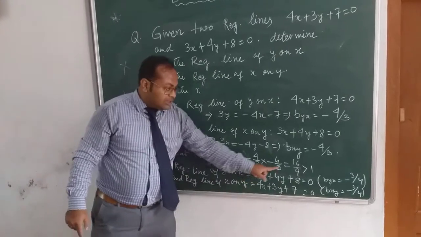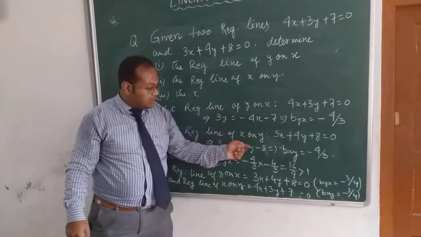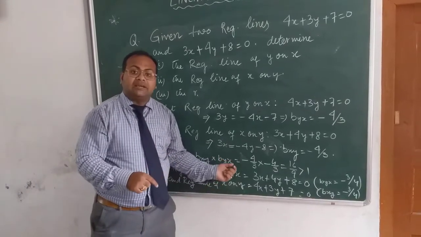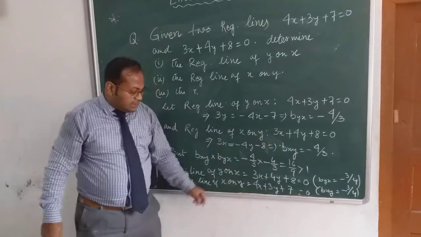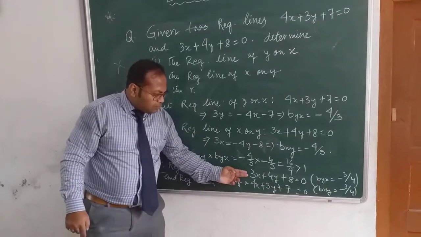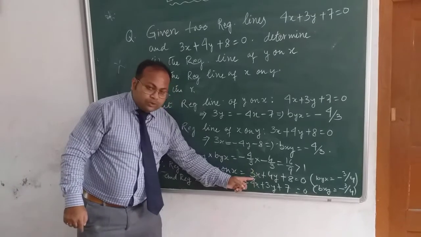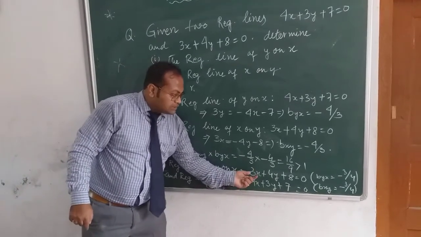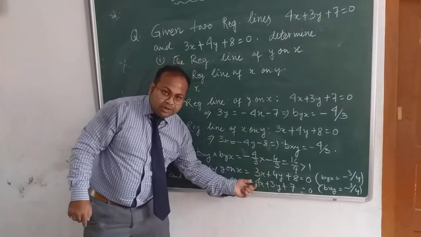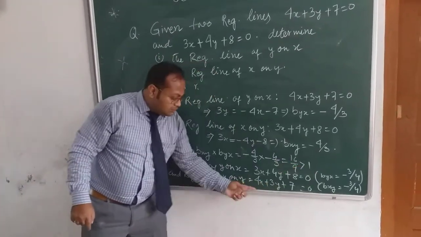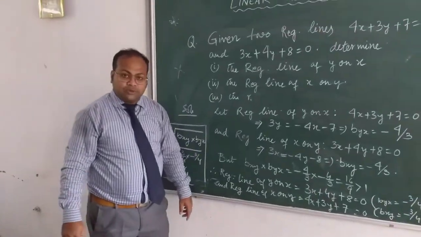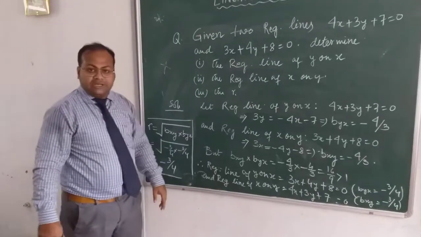Again we need to find out the regression coefficient by the same method. If it is y on x, then keep y on one side and everything else on the other side, and divide by the coefficient of y on both sides. So definitely from here 4 will come to the denominator of x, and 3x will go to that side, so it will become minus 3x. After dividing by 4, it will be minus 3 by 4. Similarly, here also we are getting bxy is equals to minus 3 by 4. Now these are the actual regression coefficients.